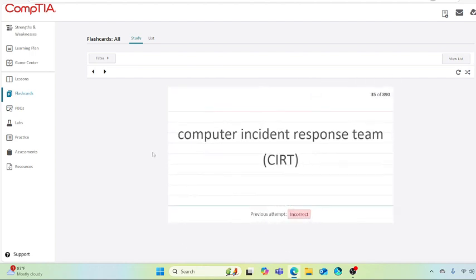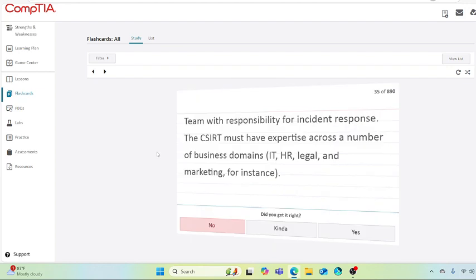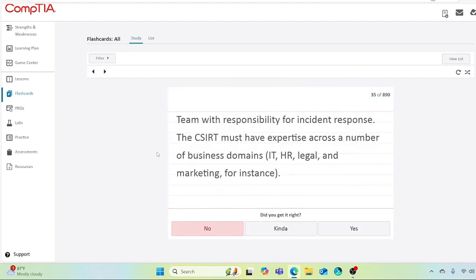Computer Incident Response Team, CIRT. Team with responsibility for incident response. The CIRT must have expertise across a number of business domains, i.e. IT, HR, legal, and marketing, for instance.